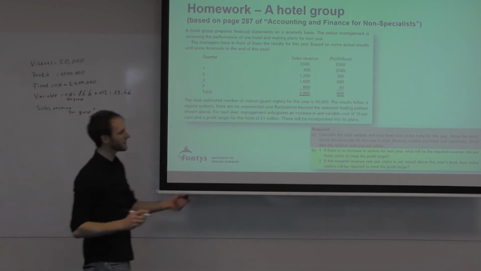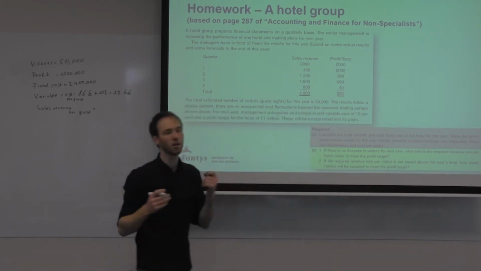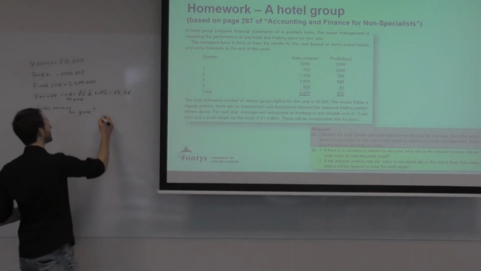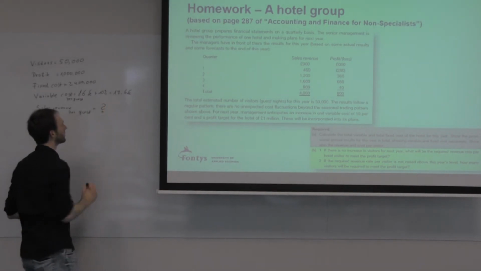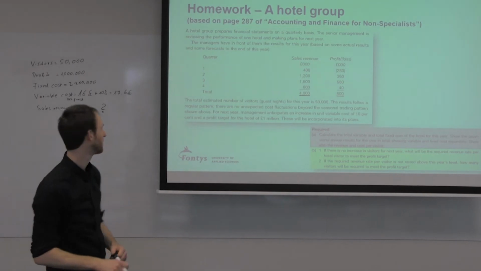And this is, like the text says, not given. They ask for what the required revenue rate per guest or hotel visitor is going to be. That's why this is our question mark that we have to solve by now putting everything into the formula.